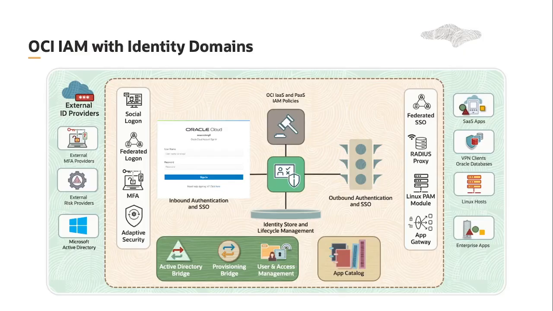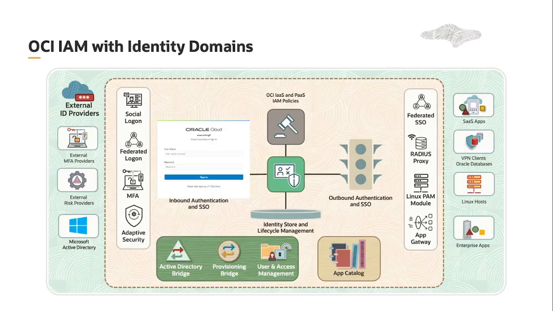Now moving to the second core functionality, that is identity store and lifecycle management. This is all about how you manage bringing or onboarding the users from different systems to the OCI IAM. It has several features to do that. One is using bridges like AD bridge and provisioning bridge, or you can also use console, CLI or API options for onboarding users. And then we also have this application catalog where you can use several applications listed over there.